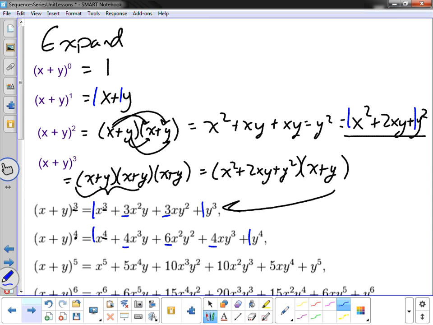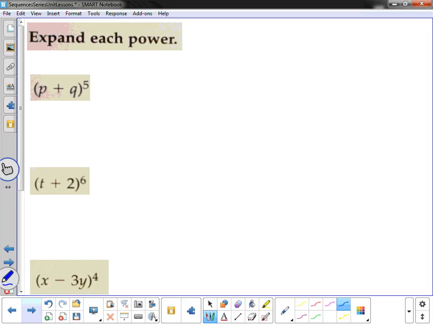Okay, so I've talked all this through. What does it mean for you in the assignment? You're going to see something like this. Expand each power. They want us to multiply this out. So this one here, what I notice is it's a 5th.